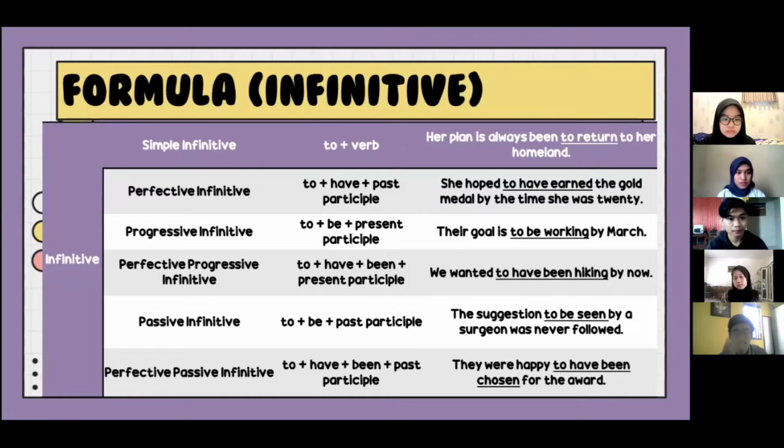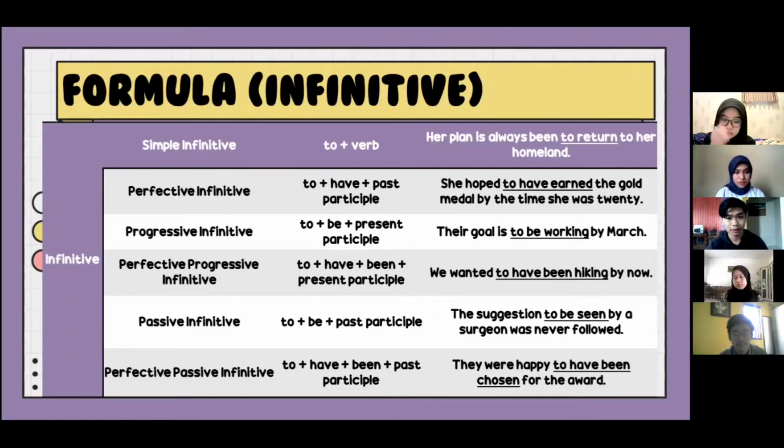Formula infinitive. Simple infinitive, perfective infinitive, progressive infinitive, perfective progressive infinitive, passive infinitive, perfective passive infinitive. To plus verb. To plus have plus past participle. To plus be plus present participle. To plus have plus been plus present participle. To plus be plus past participle. To plus have plus been plus past participle.